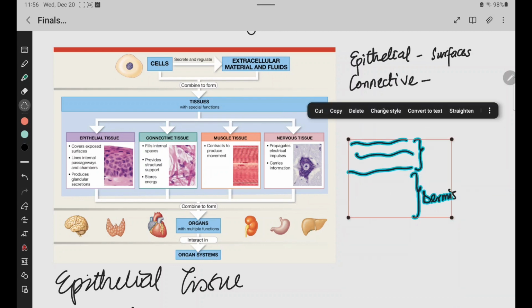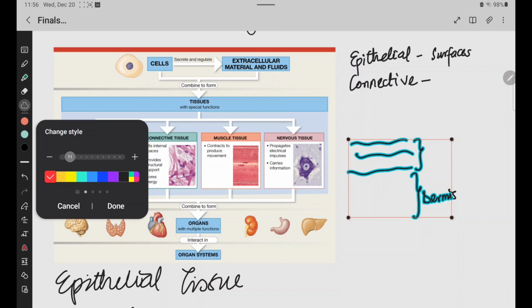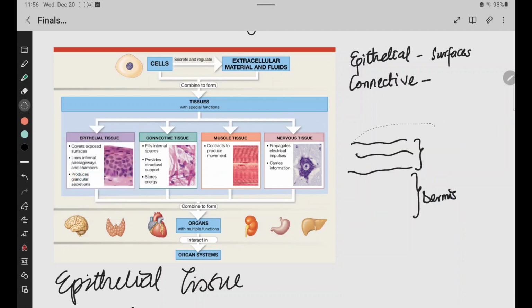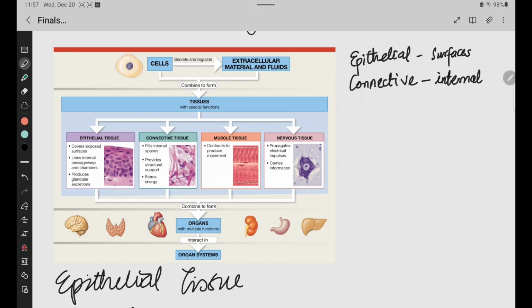For example, connective tissues can be bones. They're also blood. Their job is basically to connect things internal. So you don't see them on the surfaces. Things you see outside and on surfaces are mainly likely to be epithelium. So this is a rough way of understanding it, but I hope it helps.